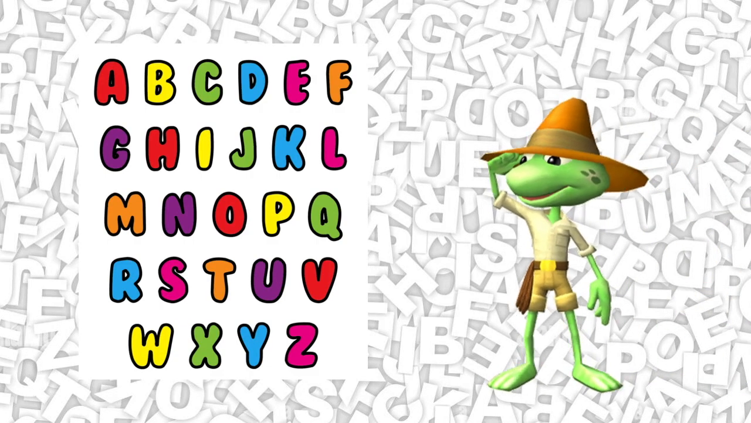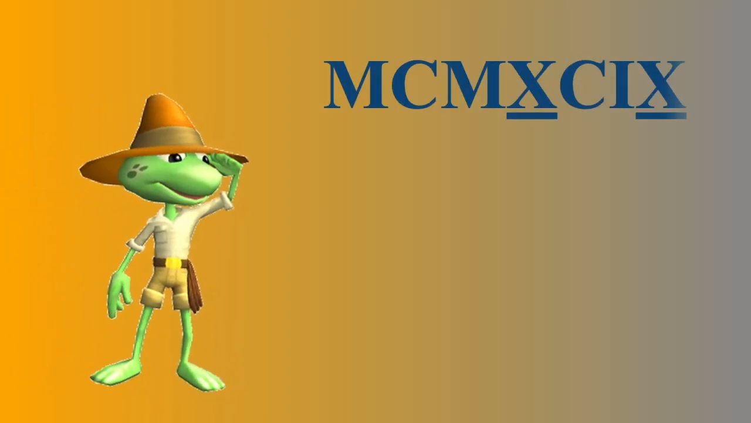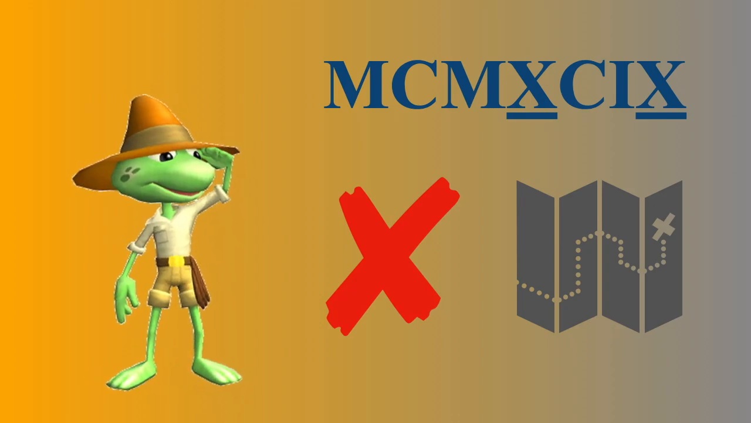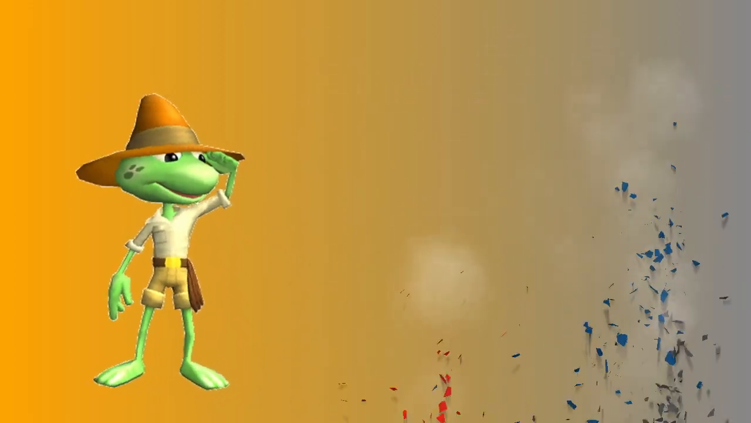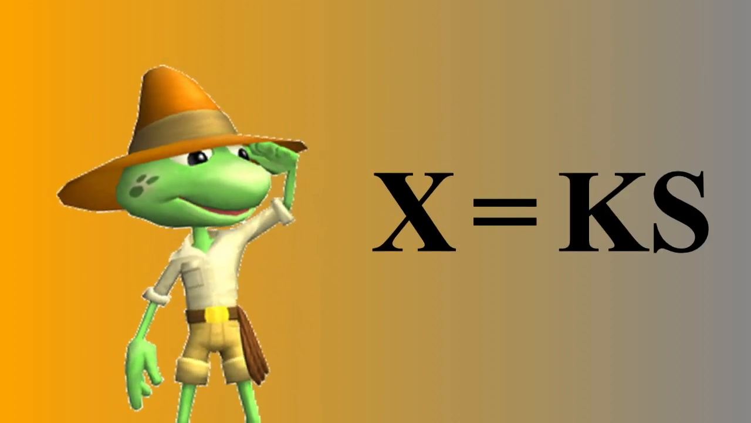All right, my friends, I'll be discussing the letter X now. X is used for Roman numerals, marking things as incorrect and marking the spot for treasure. It shouldn't be used for words at all. Essentially, X makes the sound of 2 consonants, K and S.